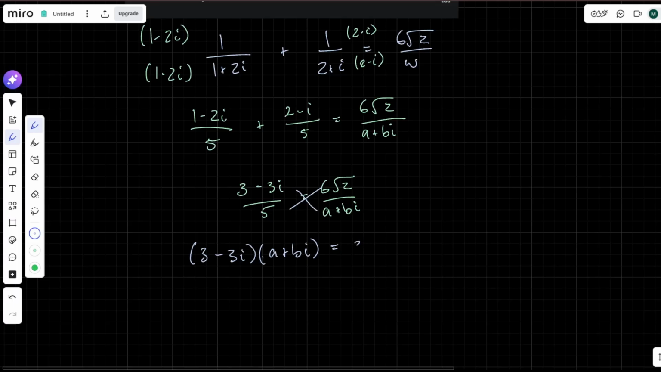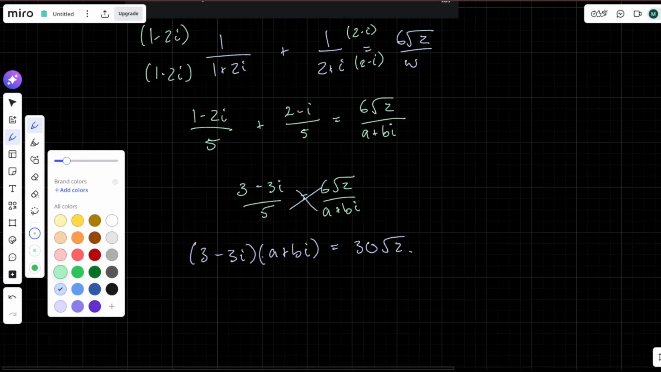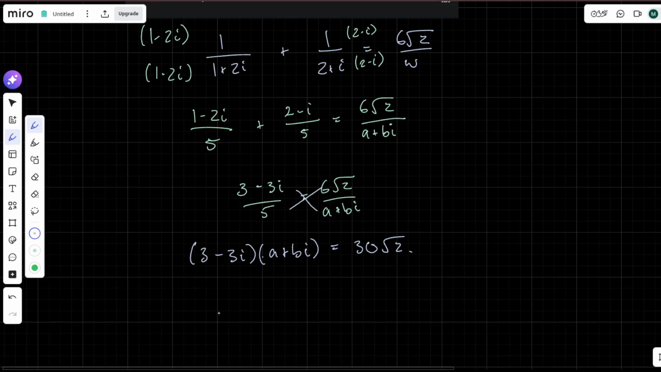equals 30 root 2. Now what this suggests to me is that these must be conjugates in some way, right? Because we're not ending up with a complex number in our solution here. We're suggesting that this expansion would be equivalent to just a real number. I'm going to expand it fully, but it kind of suggests they're conjugates, doesn't it?